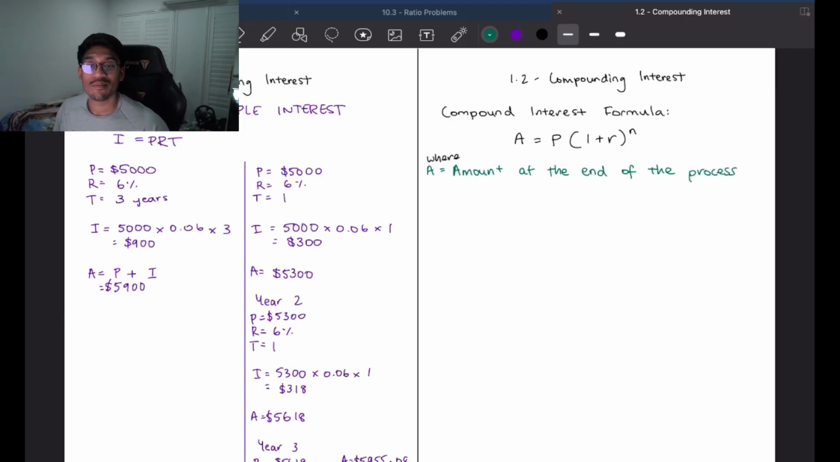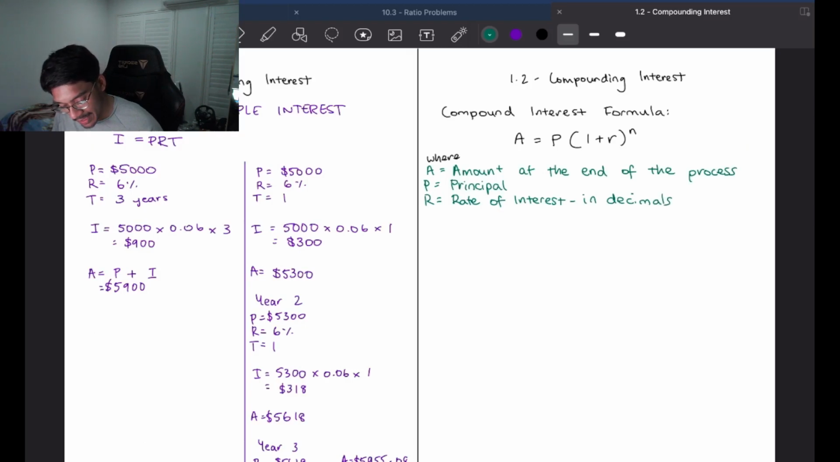So A is equal to the amount that we either owe or the amount that we have at the end of the process. P is still our principal, so still that initially put in. Our R has not changed. Our R is the rate of interest, and we still want that in decimals. But now we have this N, and this N is the number of compounding periods.